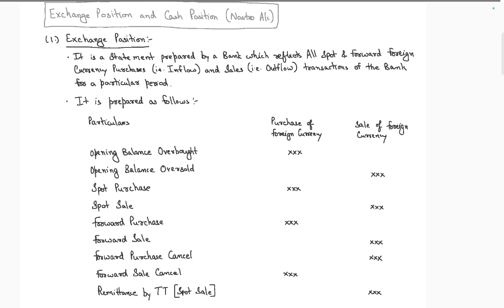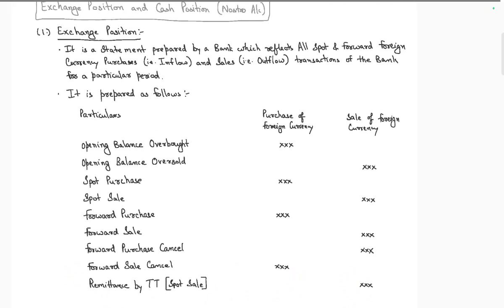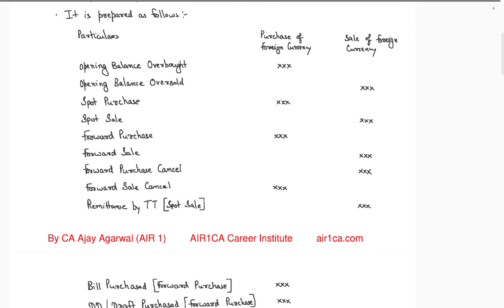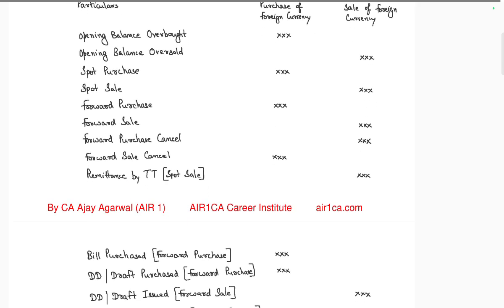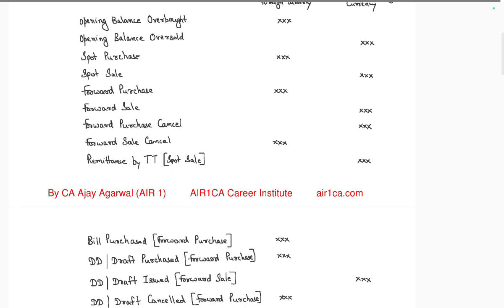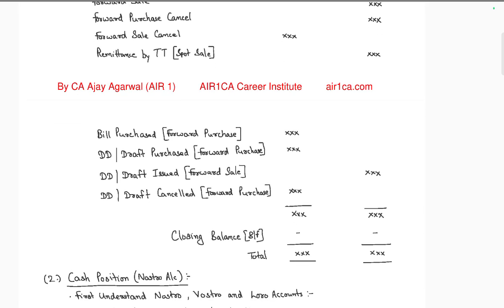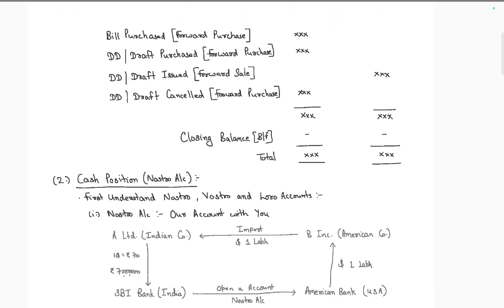Exchange position, cash flow and nostro account. The exchange position is a statement prepared by the bank reflecting all the spot and forward contract currency inflows and outflows of the bank. It is prepared with particulars such as purchase of foreign currency, sale of foreign currency, opening balance, overbought or oversold position, spot purchase, spot sale, forward purchase, forward sale, cancellation, remittance TT, and bill purchase.